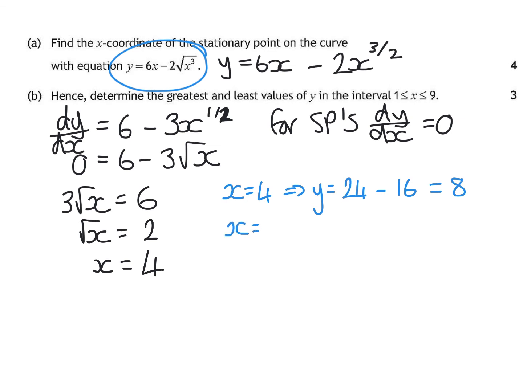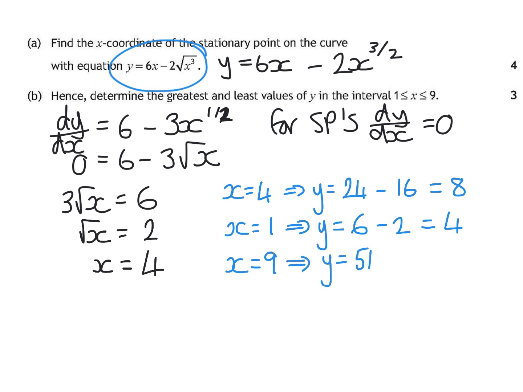When x equals my first endpoint of 1, that gives me y equals 6 times 1 is 6, take away, well, the square root of 1 is 1, cube it is 1, times it by 2 is 2, which is 4. And the last one, when x equals 9, you have y equals 6 times 9 is 54, take away, square root of 9 is 3, cube it is 27, double it is 54. Well, that just gives us 0.